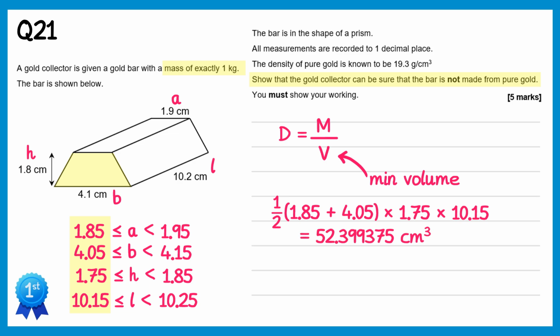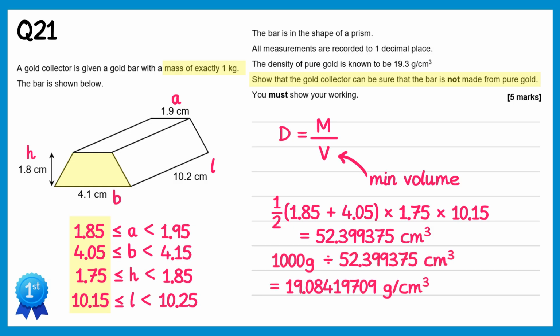So we now need to work out the density using this volume. So the density is the mass, which is 1 kilogram, which we could write as 1,000 grams. We need to be careful because the units of density are in grams per centimeter cubed. So 1,000 divided by this volume, which gives you this number here. And you can see that's our maximum possible density, which is lower than the density of pure gold. So if we just write that this is less than 19.3, we've now shown the bar cannot be made from pure gold.